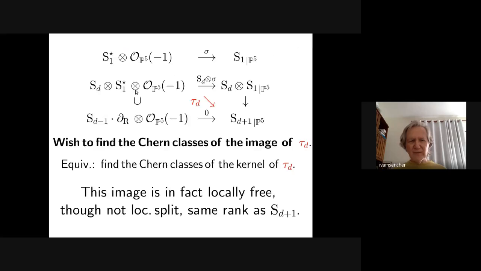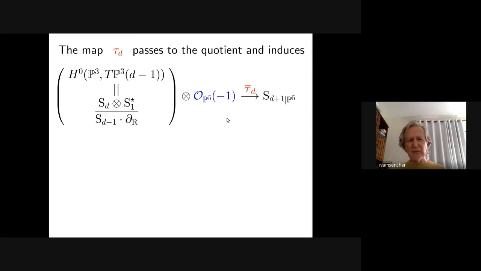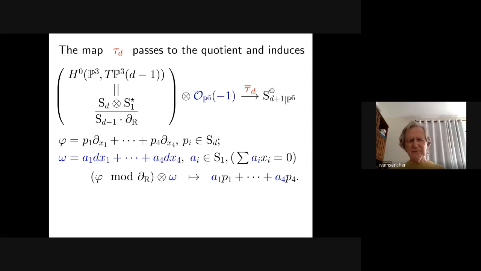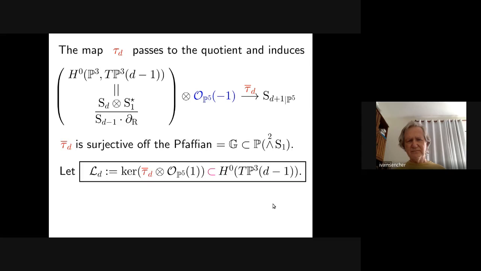Now, of course, the space of vector fields is the quotient of this by that. And the composition here kills the denominator, so it passes to the quotient, and it's essentially the kernel of this map that controls the Legendrian vector fields. Just to recall, we're taking dot products, and the map is surjective off the Pfaffian. So you can take the kernel, and since the image is a vector bundle, the kernel is a vector bundle, okay?